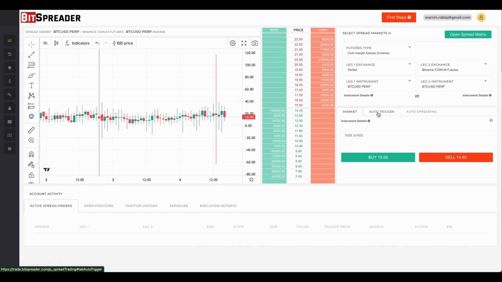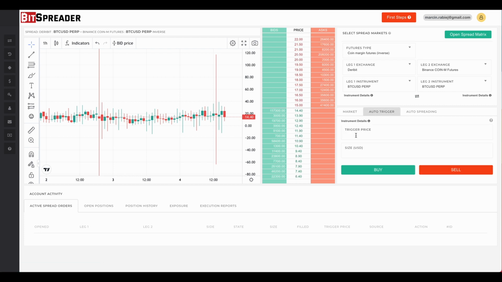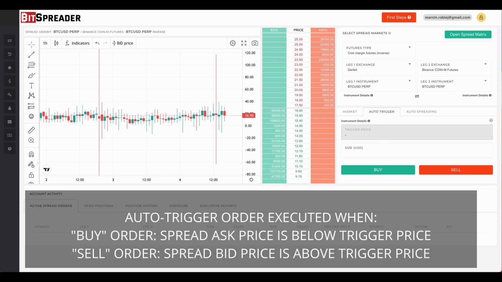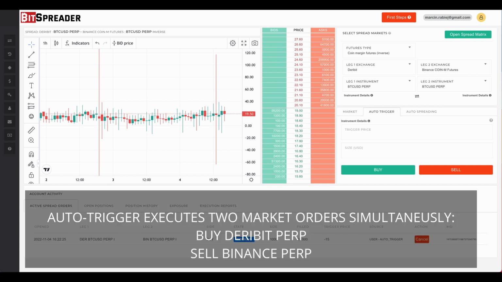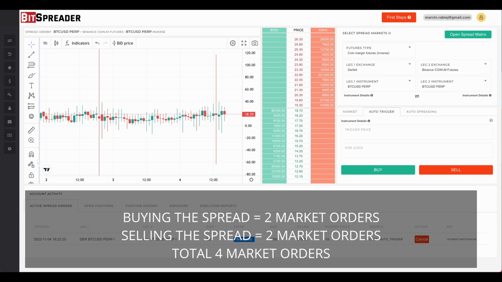Let's consider executing this arbitrage trade with the auto-trigger order. BitSpreader executes an auto-trigger order when the spread price reaches the trigger price provided by the user. For buy orders, BitSpreader executes the order when the spread ask price goes below the trigger price. For sell orders, it executes the order when the spread bid price goes above the trigger price. When triggered, BitSpreader executes 2 market orders simultaneously. Buying the spread means executing 2 market orders. Selling the spread means 2 more market orders.